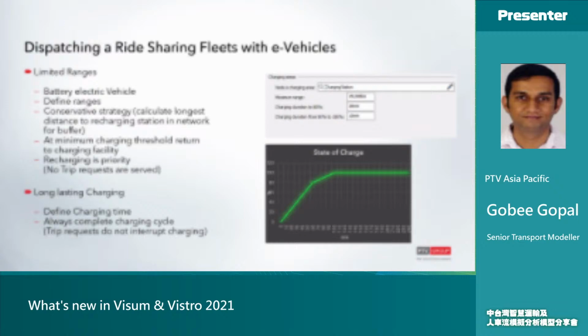Maximum range. So charging duration to 80%, which means like 30 minutes. Then charging duration of 80% to 100%, so an additional 10 minutes. All this information you can define inside Visum, so that when you run your e-vehicle analysis, all this information will be taken into consideration.